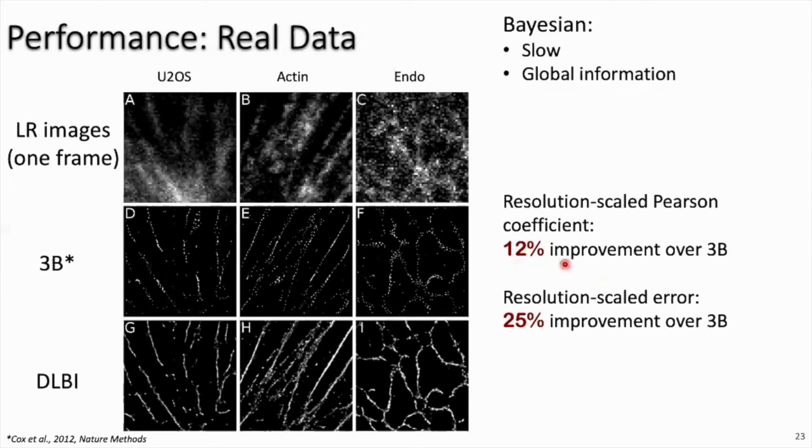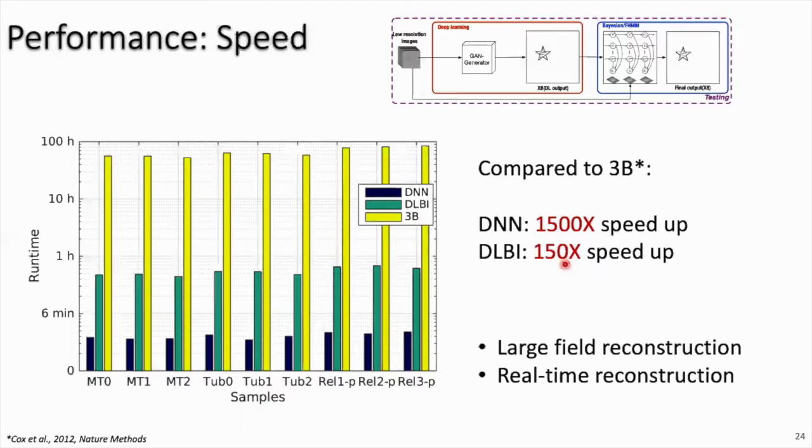Then what about the running time? Would our method be even slower than the pure Bayesian method? And actually, the answer is no. Compared to the 3B method, our method can bring about 115 times speed up. The biggest reason is that the deep learning output can serve as a very good prior for the Bayesian inference model, which can accelerate the convergence rate of the Bayesian model significantly.